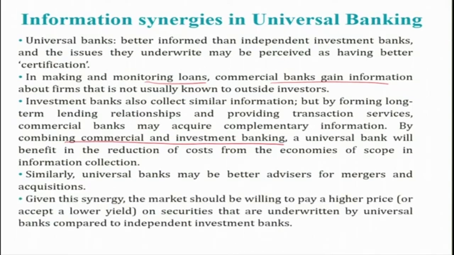So given this synergy, the market should be willing to pay a higher price, that means accept a lower yield, on securities that are underwritten by universal banks compared to independent investment banks. That is, the general public, the investors, the market, would be willing to pay a higher price because they think the securities underwritten by universal banks, as compared to independent investment banks, will be more credible because of the information synergy they have.